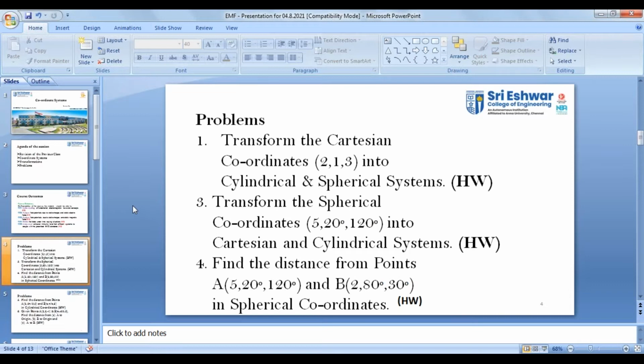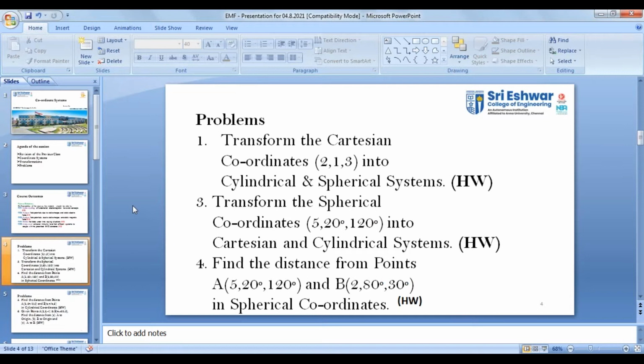So r is equal to root of x square plus y square plus z square, sir. Okay, Divya. Then theta. Theta is equal to cos inverse of z by r, sir. Z by r. Then phi. Phi is equal to tan inverse of y by x, sir. Y by x. Very good, Divya.